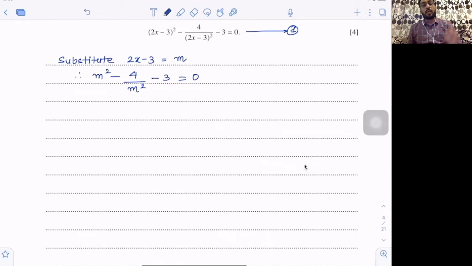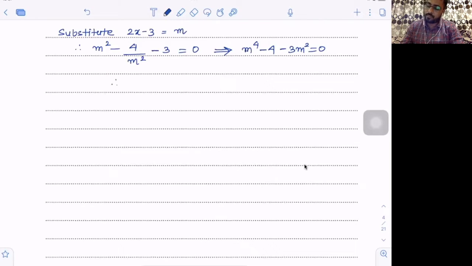Now, can I multiply throughout by m square? Because m square is LCM. I can multiply the entire equation throughout by m square. So that should imply, so the first term gets multiplied with m square. You get m square multiplied with m square. It becomes m raised to 4. Then 4 upon m square multiplies with m square. It remains minus 4. And then minus 3m square equal to 0. Now I'm going to rearrange my terms so that the powers are descending. So I can write this as m raised to 4 minus 3m square minus 4 equal to 0.